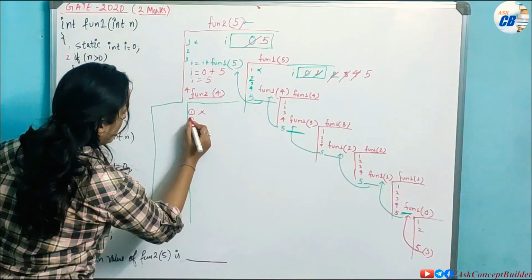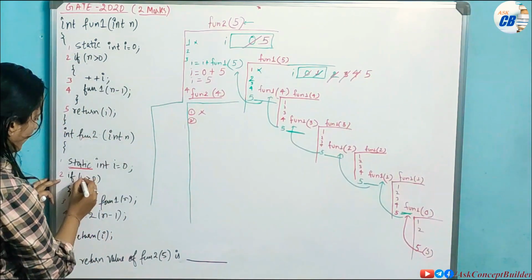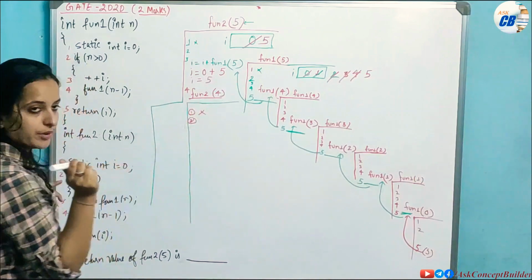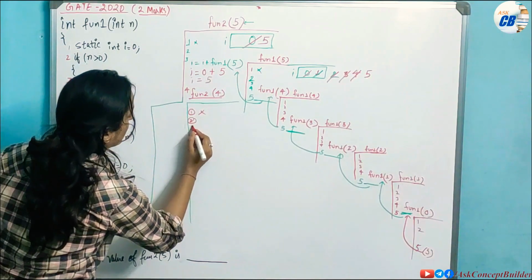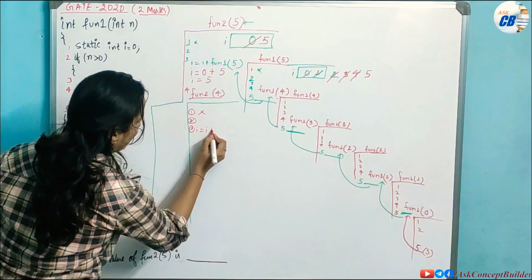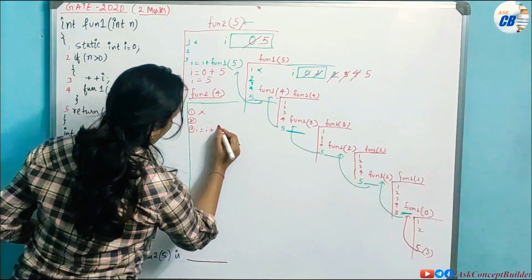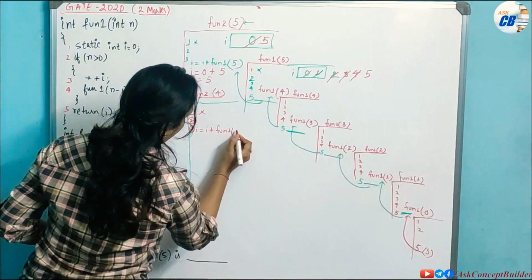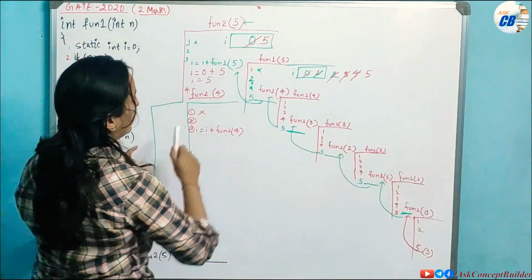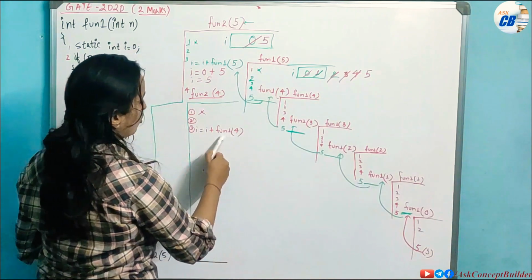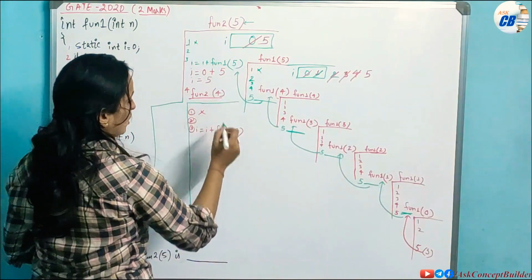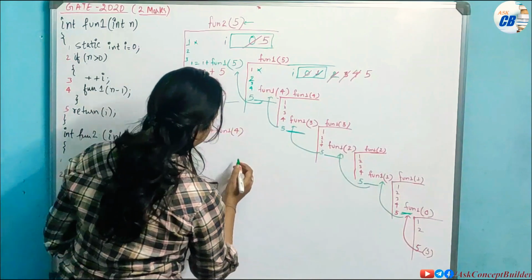Now second is if n greater than 0. So 4 is greater than 0, fine. Now again it will move to the next statement, and the third statement is again I equals to I plus fun1 of 4. Now see here, you have called from fun1 5, so you have executed this. Now it has called fun1 4. So now we will call fun1 4 again.